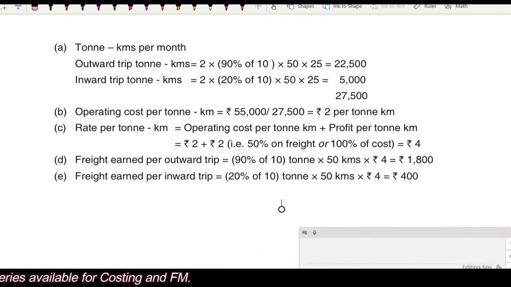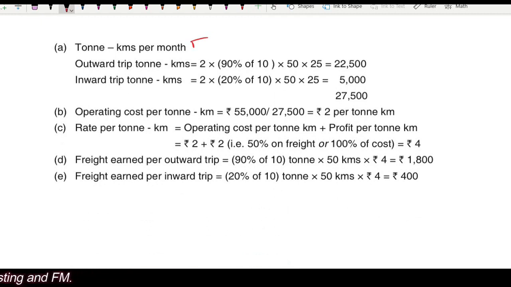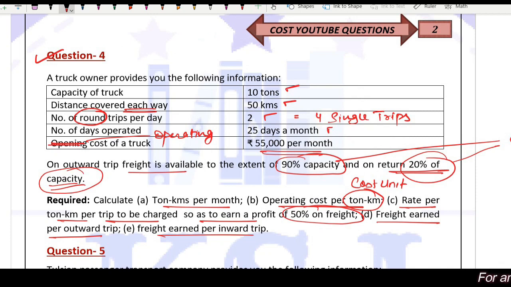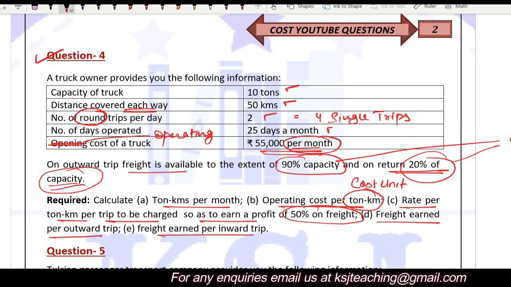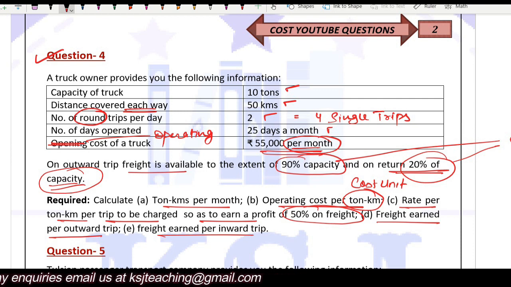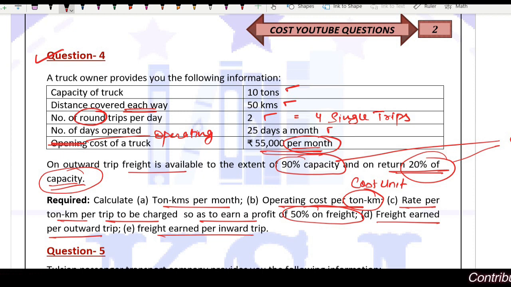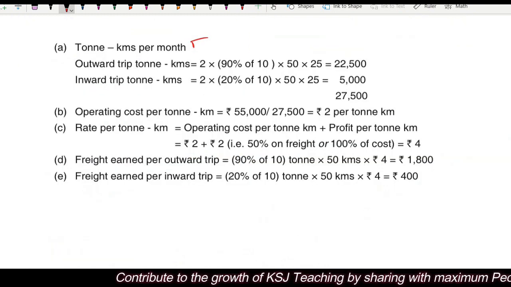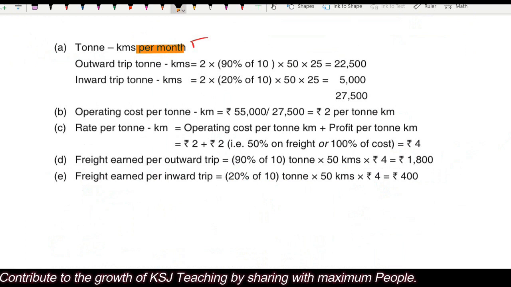Okay, ton kilometers per month. Now, see the period here. The cost is given per month, right? That means when we are calculating the effective kilometers or effective ton kilometers, calculate it per month. So be careful of the period. The cost period and the effective kilometers or effective ton kilometers period should be the same. There should not be any difference in that, right? So here we are calculating for per month.